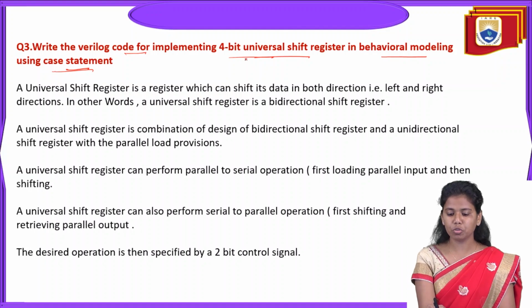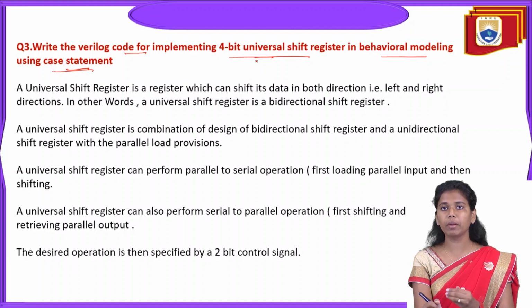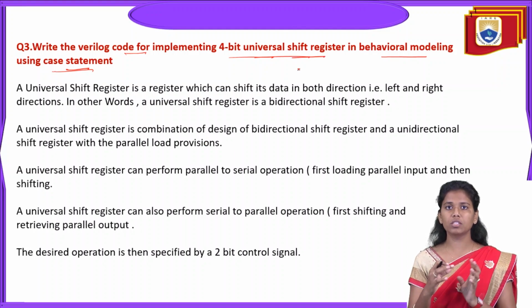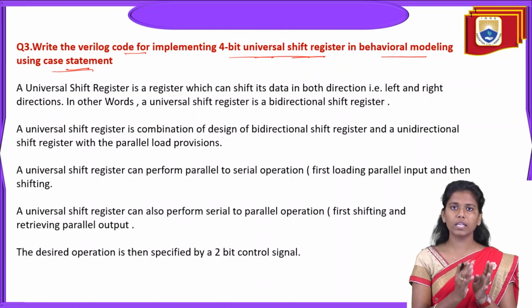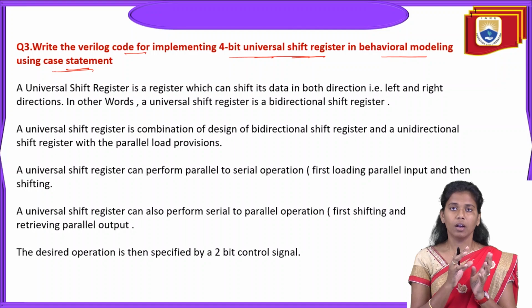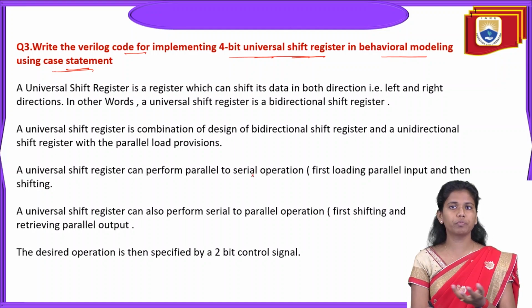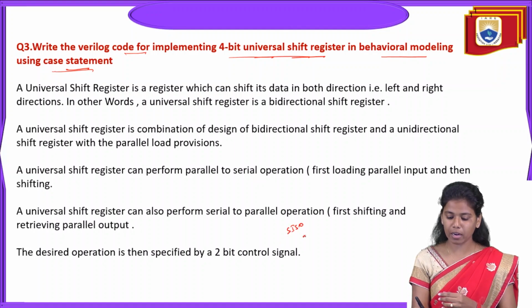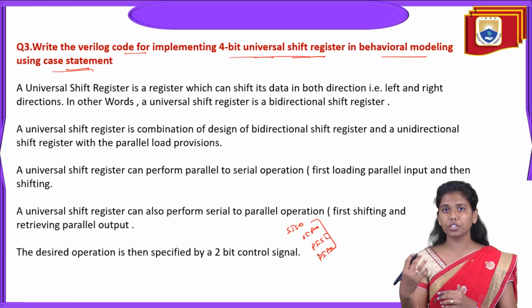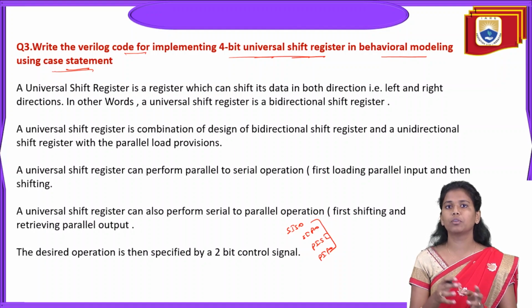Now coming to the 4-bit universal shift register, as the name indicates, it is a shift register. That means these registers can be shifted. The transferring of data can be done from one end to another end. In a shift register, there are different ways to shift the bits: serial in and serial out, serial in and parallel out, parallel in and serial out, and parallel in and parallel out. These are the different ways we can shift the bits from one end to the other end.